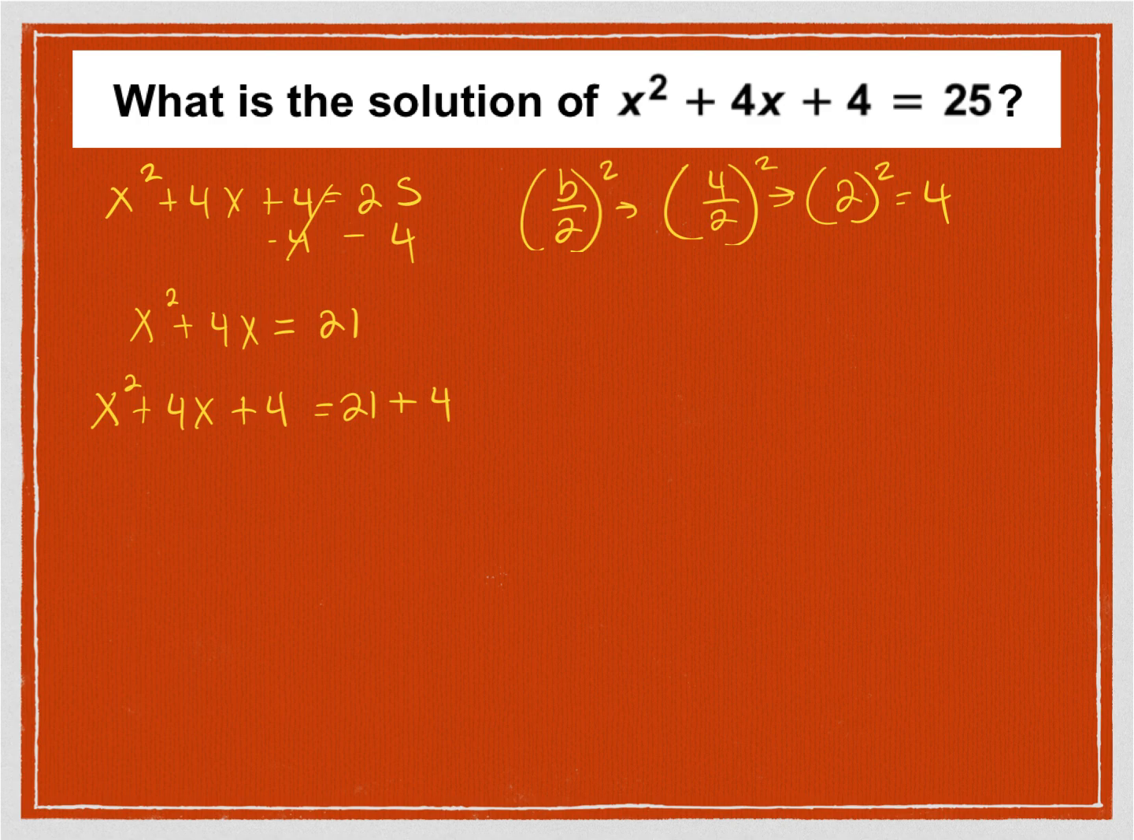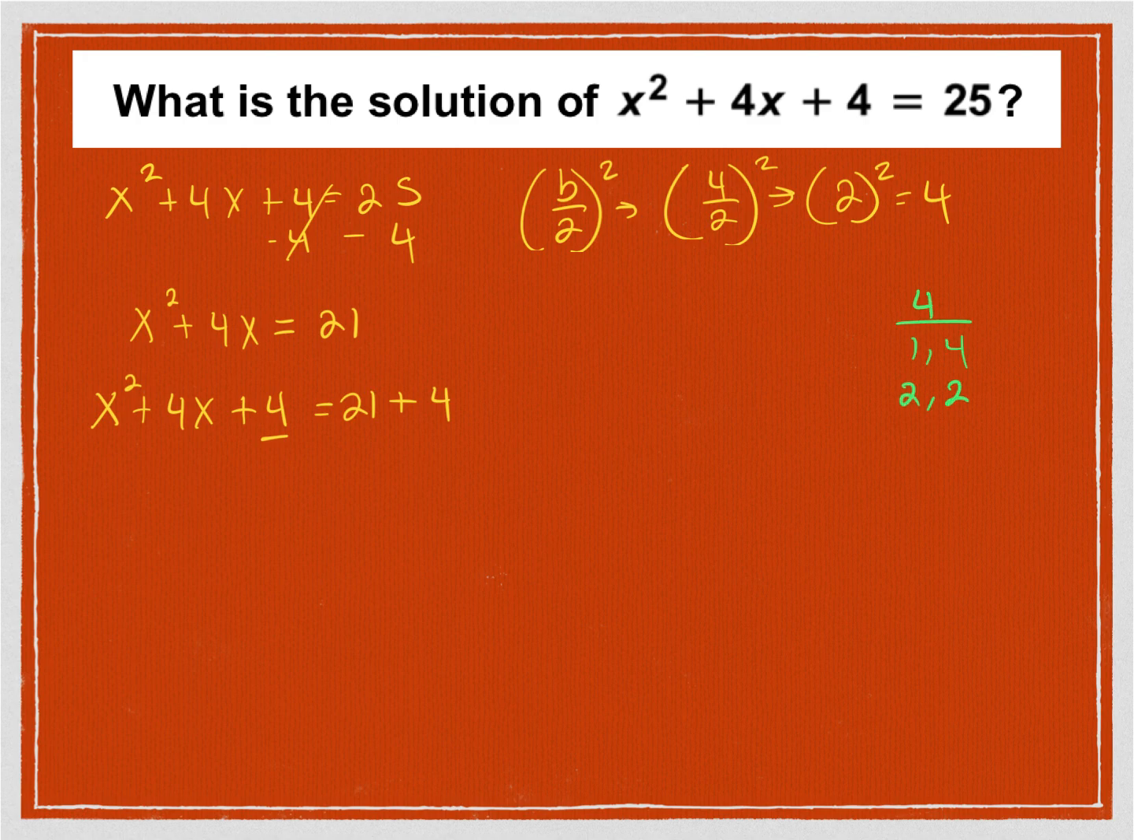Now, I'm going to go ahead and FOIL out this problem. So the left side of the equation, we are going to FOIL. So we're looking for factors of 4. I'm going to do that in green right here. So factors of 4, we have 1 and 4 and 2 and 2.